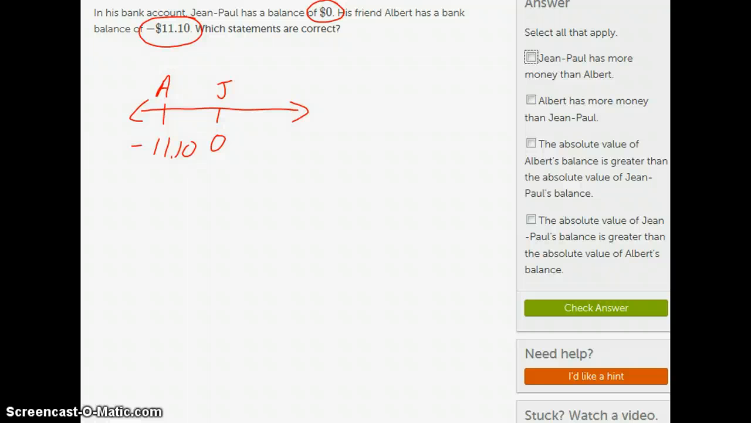It says Jean Paul has more money than Albert. Albert has more money than Jean Paul. These two statements are the same thing but saying the opposite. Basically, who has more money? The person with the 0 balance is the one who's going to have more money. So who has $0? That would be Jean Paul. So that is going to be Jean Paul.